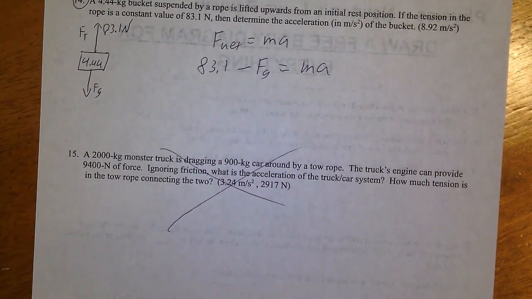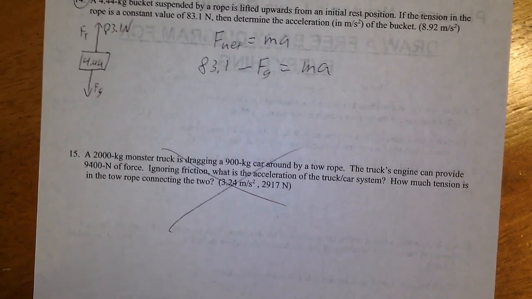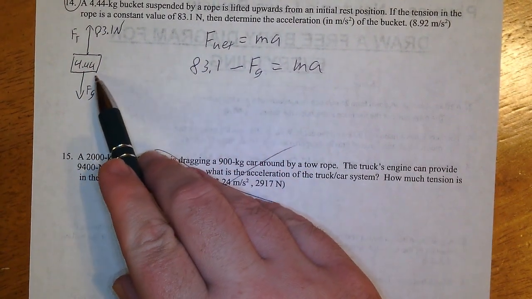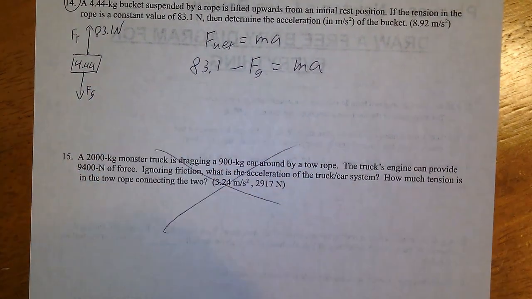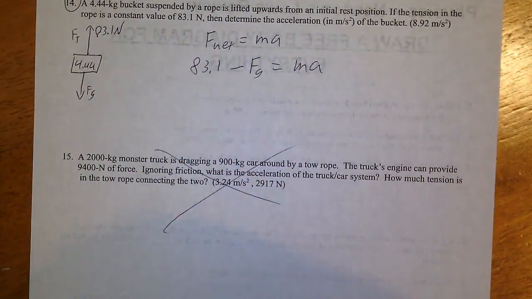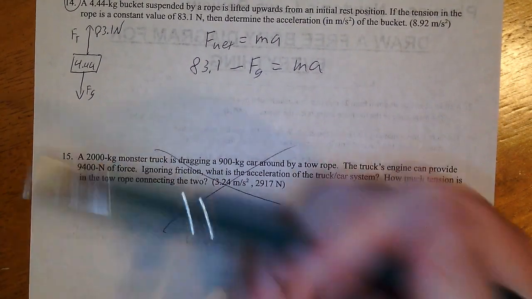Remember, force of gravity and weight are the same thing. Also remember, mass and weight are not the same thing. This force of gravity is not 4.44. That is the mass of the object. Fg is the weight of the object, the force of gravity. And force of gravity is not 9.81.